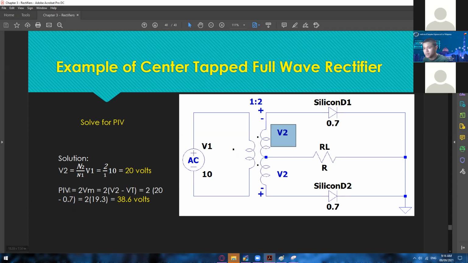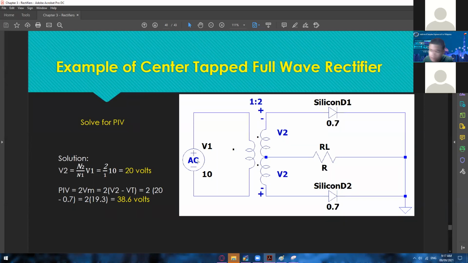And then for the peak inverse voltage, we have twice your V peak. In here, we have an initial 10, and then you have 20 volts, and just double that one less your VT, your voltage threshold. So we have this formula: just use 2 times V2 minus VT, where VM is equal to V2 minus VT. So 2 times 20 minus 0.7 is equal to 2 times 19.3, which gives us a result of 38.6 volts. That is the peak inverse voltage of the circuitry.